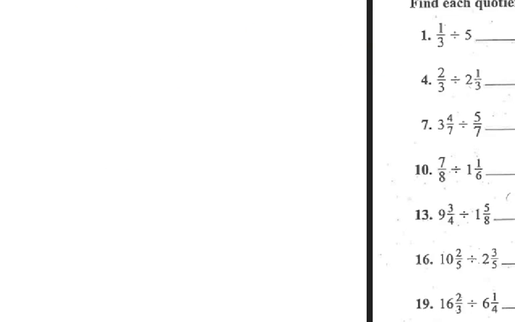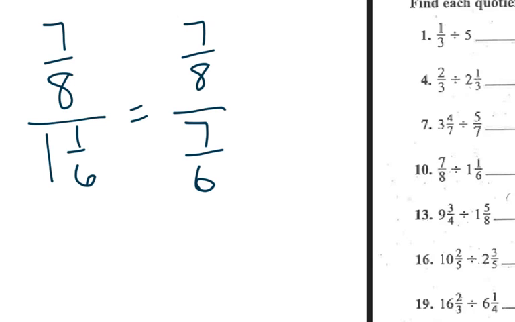Okay, I want you to try number 10 by yourself, and then check and see if you got it right. Alright, number 10 says 7/8 divided by 1 1/6, but you needed to rewrite it as 7/8 divided by 7/6. So make sure you made it that far. And the reason I got 7/6 is because 6 stays the same, and then 6 times 1 is 6 plus 1 is 7. If you have any questions, please raise your hand and ask for help.